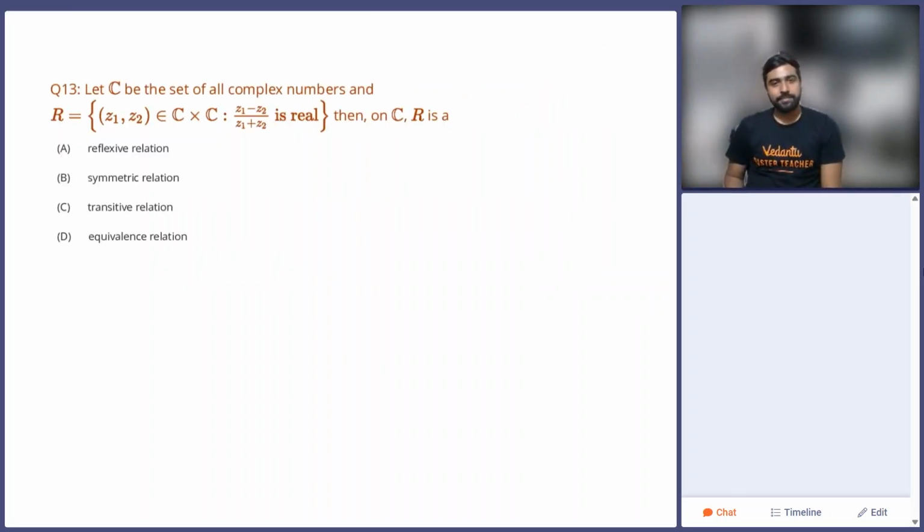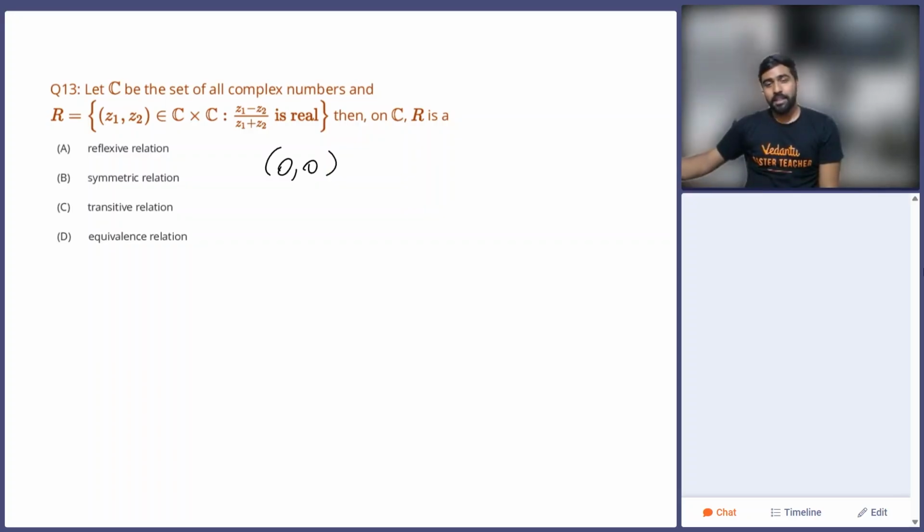Moving on. Okay, see the set of all complex numbers. Z1, Z2 belong to the complex numbers, a relation from complex numbers to complex numbers, where (Z1 minus Z2) upon (Z1 plus Z2) is real. Okay, for reflexive, (1, 1), (2, 2), everywhere I'm getting 0. There's no problem, but there's one term which will cause a problem.